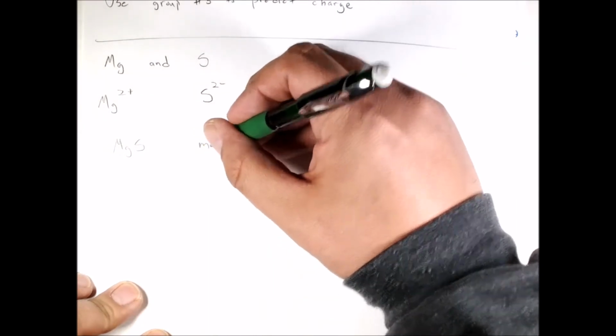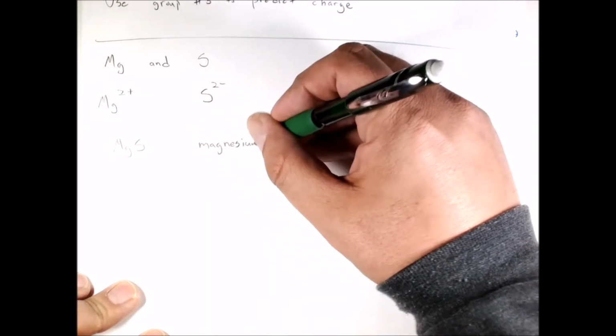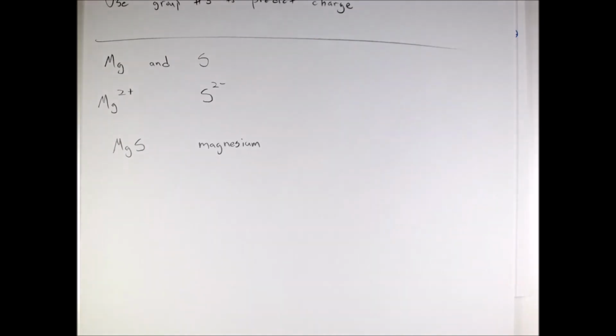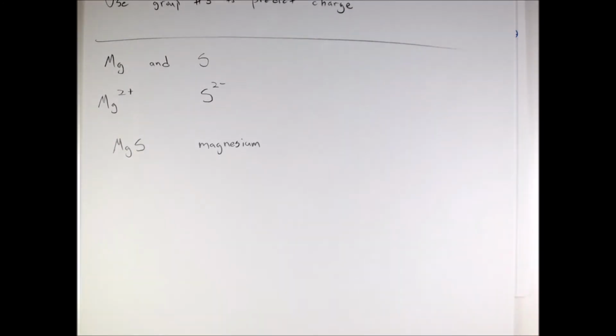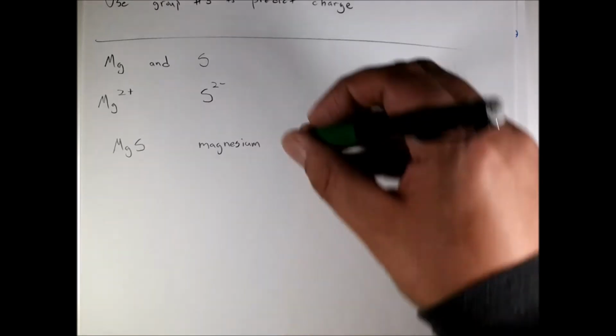All right, let's go ahead and name it now. So we name the cation first. So the metal name, magnesium. And then what should I call the second word here? Sulfide, yes.